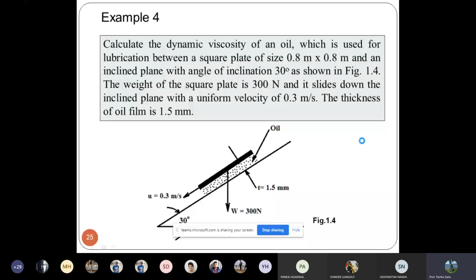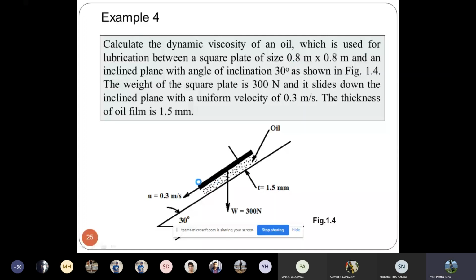This is another numerical given here. Calculate the dynamic viscosity of an oil which is used for lubrication between a square plate, the black one, of size 0.8 meter by 0.8 meter. It is actually showing the side view. So the square plate has 0.8 meter length and 0.8 meter breadth.